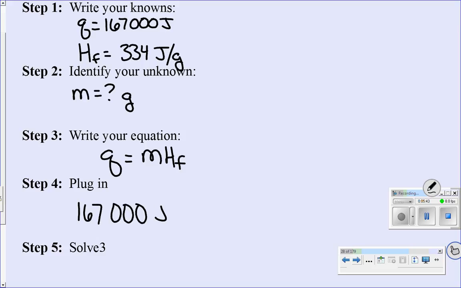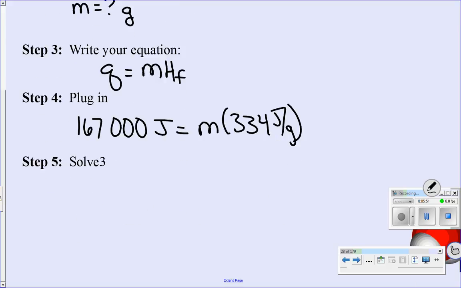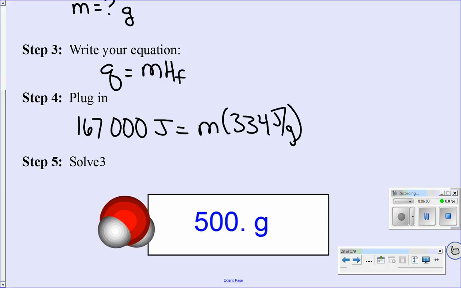Plug in your heat on the left-hand side, M for mass, and 334 joules per gram for our heat of fusion. And this time we are going to be dividing. So you're going to do 167,000 divided by 334, which should give you about 500 grams of water. You should have 3 sig figs, which is why I have that decimal there. That makes those zeros count as significant figures.